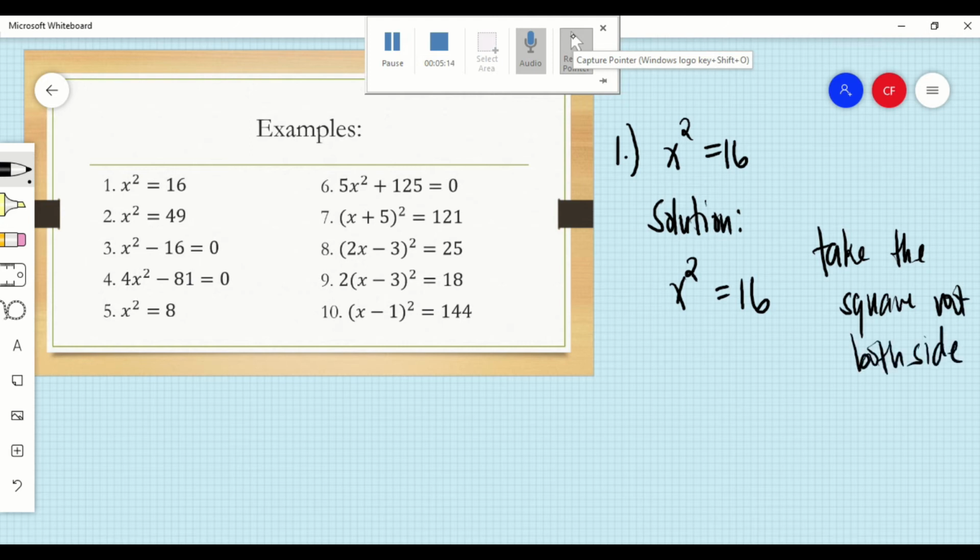Alright? So, ito po yung gagawin natin. Take the square root both sides. Alright? So, square root lang natin yan. Therefore, square root of x squared is x equals the square root of 16, that is positive negative 4. So, the final answer is positive negative 4. So, sulat natin dito. Positive negative 4. Okay? Yung sagot sa number 1 is positive negative 4. Alright? So, yan po yung solution.